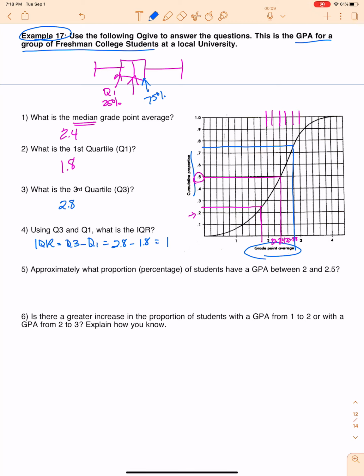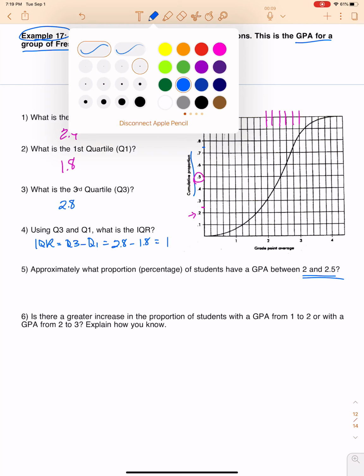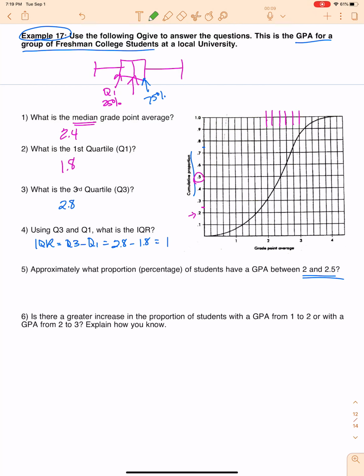All right, now on number 5, approximately what proportion of students have a GPA between 2 and 2.5? So in order for this to be less convoluted, I am going to erase all my marks here so that I can see what's going on. Okay, let's use green. So we're looking at the proportion of students between 2 and 2.5. All right, so 2 is right here, and 2.5 is going to be smack dab in the middle. I did not do a great job drawing that to the middle, but that's okay. So there to there. So that's this right here.